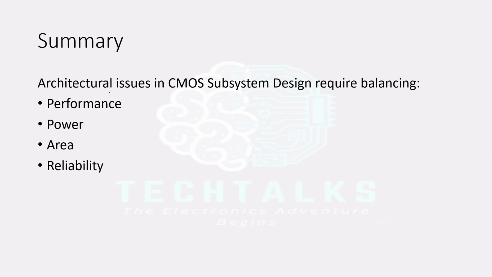So, in summary, architectural issues of CMOS subsystem design require continuous balancing of performance, power, area, and reliability. A designer must always balance between these four parameters to ensure that the chip coming out of the designer's hands is balanced among all these four parameters.